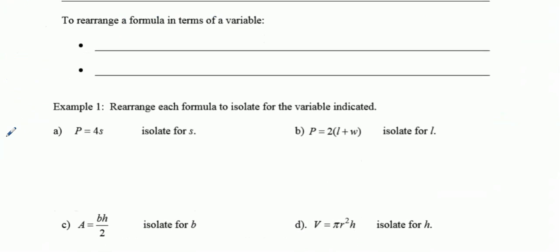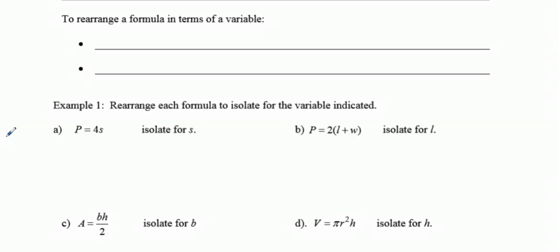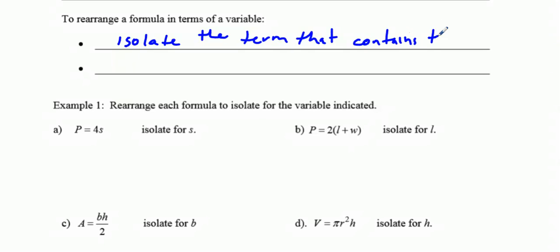Okay, if you flip your page in your textbook, you can see that the steps are there in example 2 to rearrange a formula, which is what we're going to be doing today. To do that you want to isolate the term that contains the variable. And then the other thing that you want to do is isolate the unknown variable.